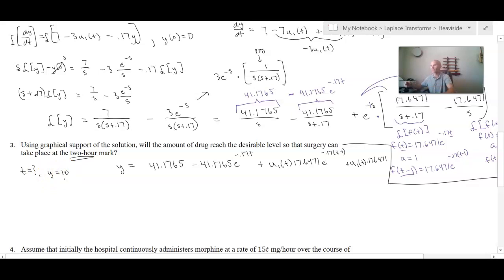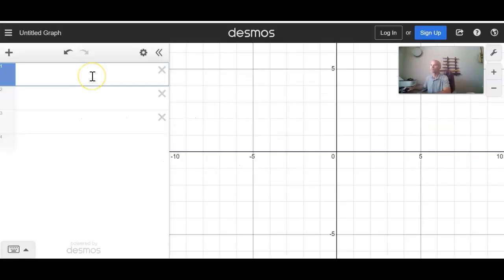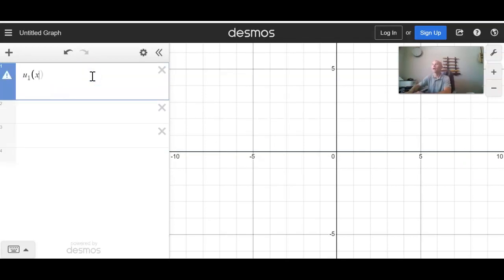All right, we're going to graph this, and I'll show you how to do this in Desmos. We actually have to define the Heaviside function first. So I'm going to come in here and define a function. I'm just going to call it u1 of x. I'm going to use function notation. Right now it's asking me if I want to insert a slider for it, but once I put in the equal sign and start typing, it'll all work out.